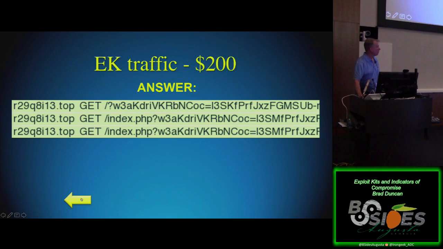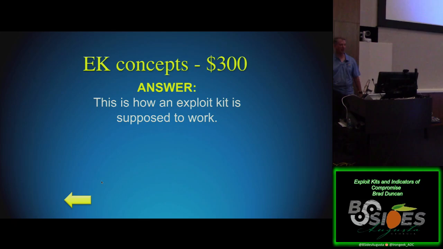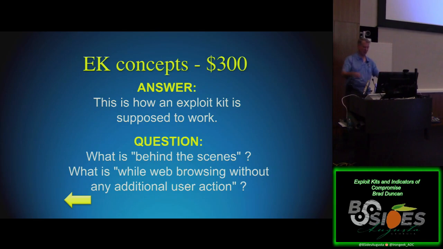All right, we've got time for one more question. So, sir. Concepts for 300. This is how an exploit kit is supposed to work. I'll be very liberal with this answer. Something simpler. In general. Sir, in the back. Taking advantage of a vulnerability. True, true. Anyone, just shout it out. Behind the scenes, or while web browsing without any user action. Yeah, it's kind of hard. That's why it was a $300 question.